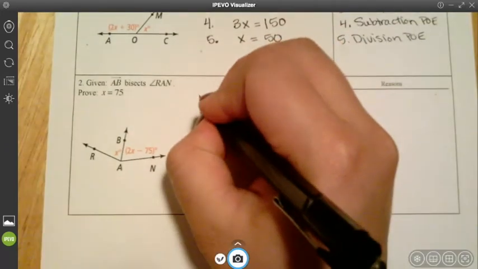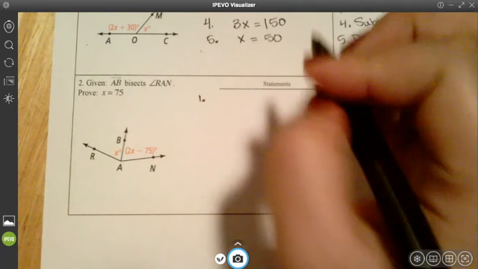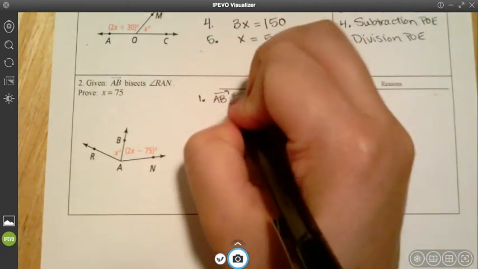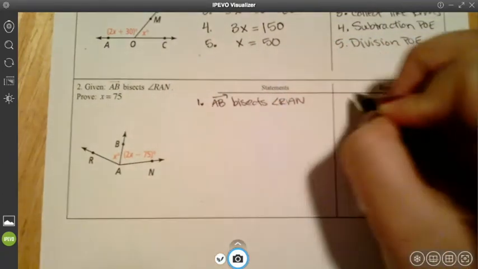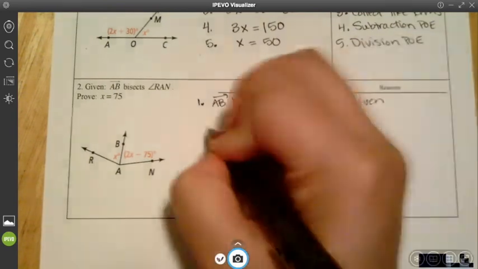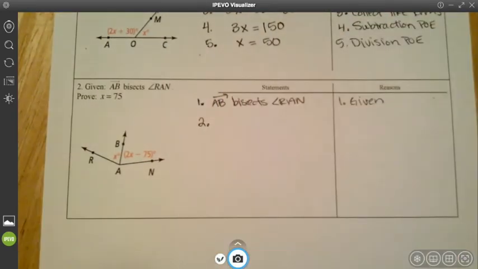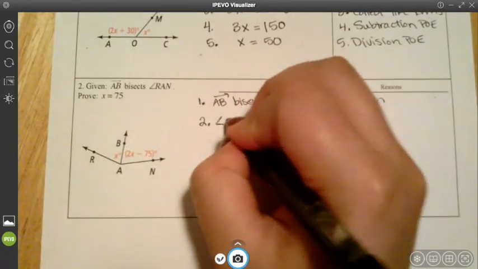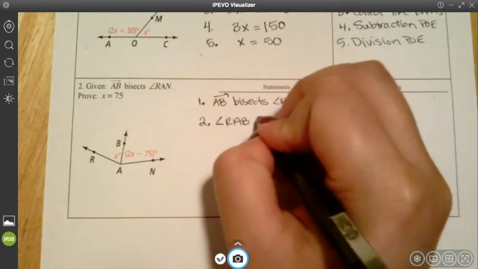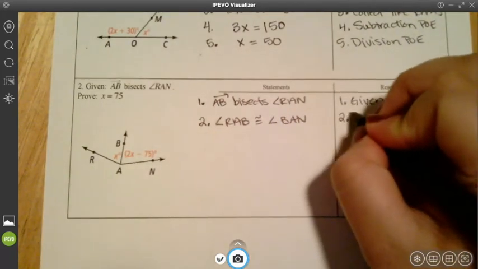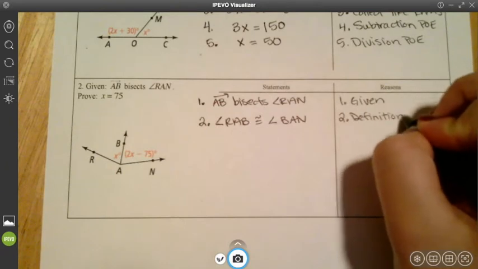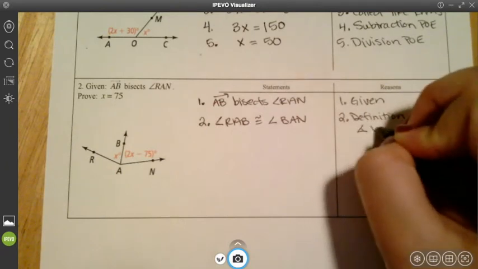So our first step is just what we know, which is what was given. AB bisects angle RAN. And we know that because it was given. Step 2, okay, so what information does that tell us? Well, if a ray bisects an angle, it creates two congruent angles. So that means angle RAB is congruent to angle BAN. How do we know that? Because that's the definition of angle bisector.